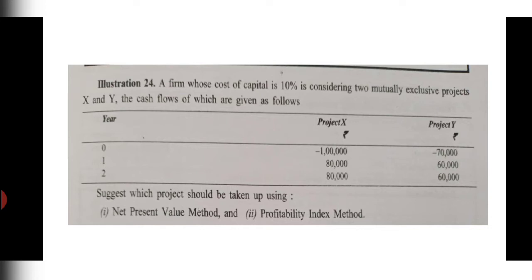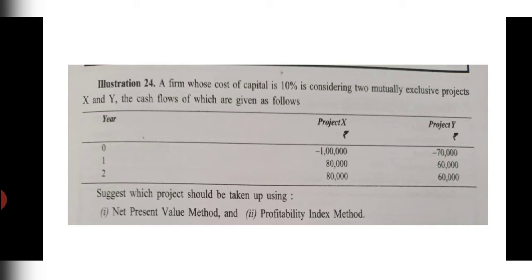So they have given the cash flows, the amounts for project X and for project Y. In the year column they have given years 0, 1 and 2. Then for project X, in the 0 period the figure is minus rupees 1 lakh. If the figure is given in minus, it means it is a cash outflow, that is the investment amount. So for project X it is minus rupees 1 lakh, and for project Y it is minus 70,000.